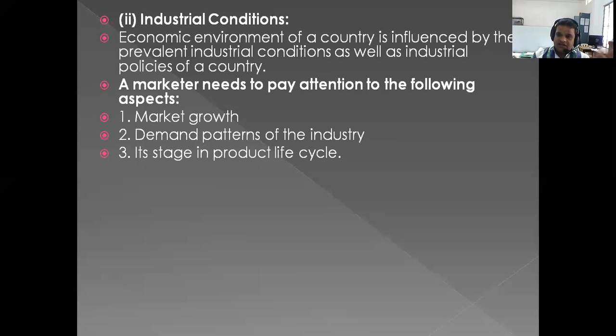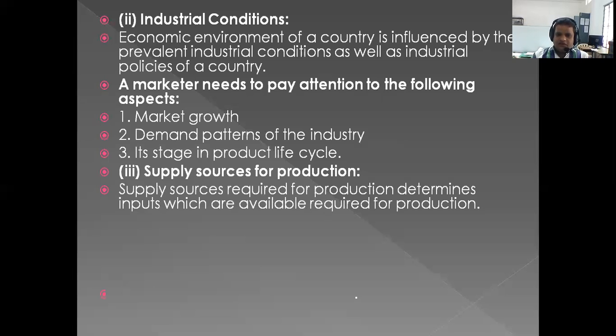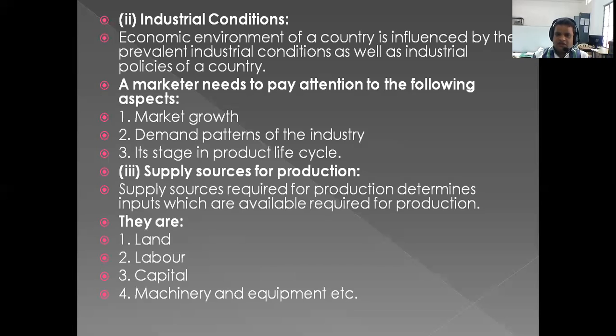Is it at the introduction stage? Is it at the growth stage? Is it at the maturity stage? Is it at the saturation stage? Is it at the decline stage? You should find it out. And the third one is supply sources for production. Supply sources for production are what you need to make your supply happen in an organization. You need land, factors of production, you need labor, you need capital, and you need machinery and equipment also.